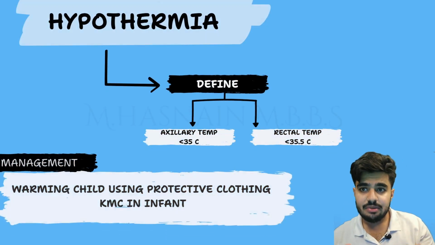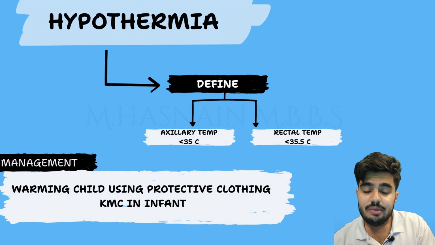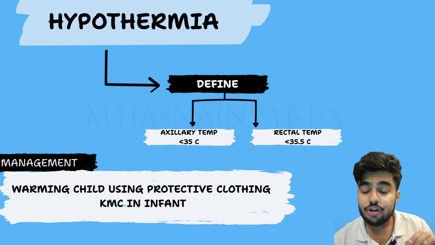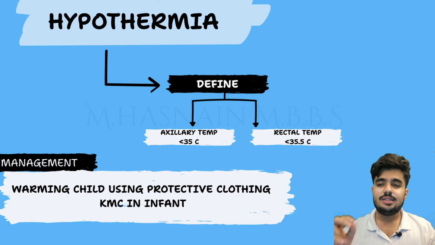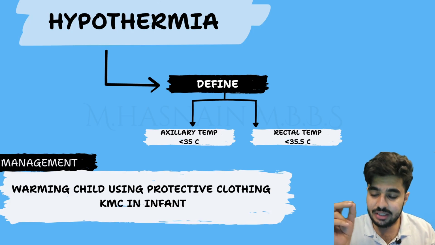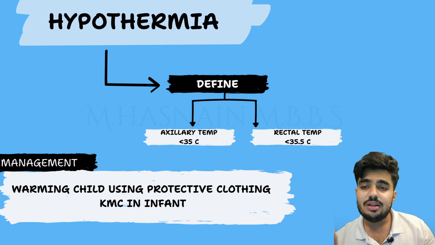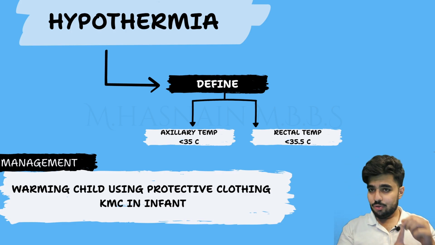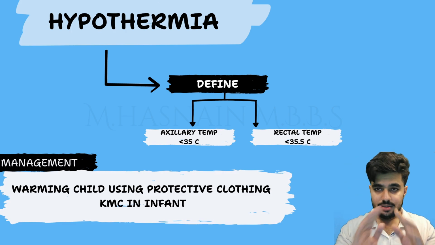After hypoglycemia, we will talk about hypothermia. First we have to define it: if the axillary temperature is less than 35 degrees Celsius or the rectal temperature is less than 35.5 degrees Celsius, we will consider it as hypothermia. How are we going to manage the hypothermia? We warm the child using protective clothing. Another option is kangaroo mother care in case of an infant. So hypoglycemia and hypothermia are understood.